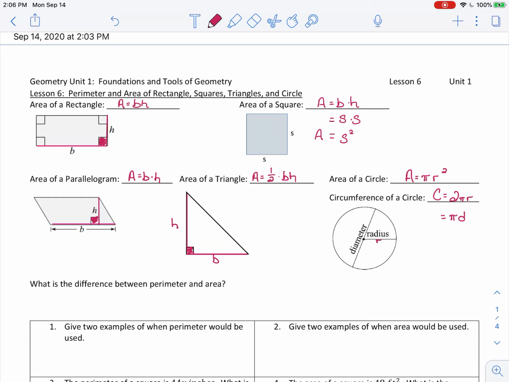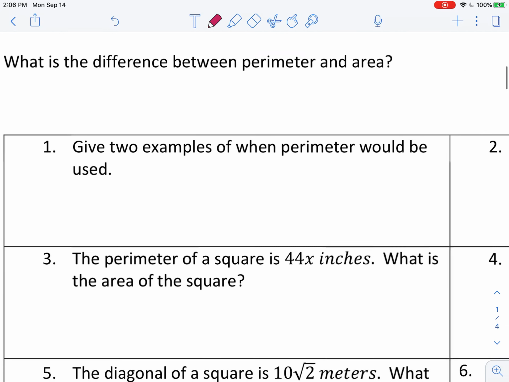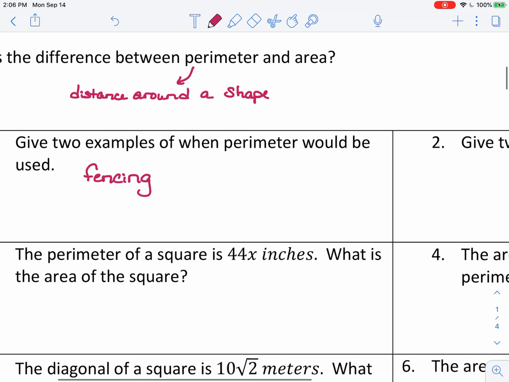Honestly, we're not even going to get very far, because I just want to get started on this after your quiz today. So I just want to basically remind you the difference between perimeter and area. The perimeter is the distance around a shape, distance around a figure. So it's staying on the outside of the shape. An example of when perimeter would be used, mine is always fencing. If you are about to put up a fence out on a farm or in your yard, you're going to need to calculate the perimeter, the distance around whatever shape yard you have.